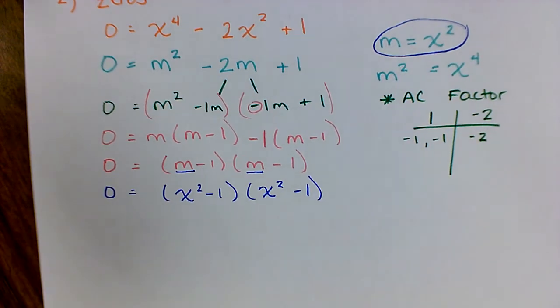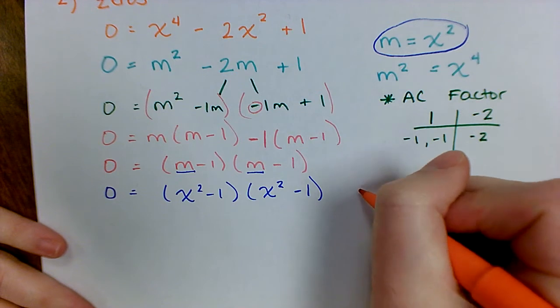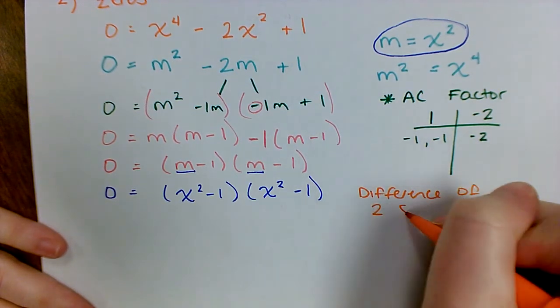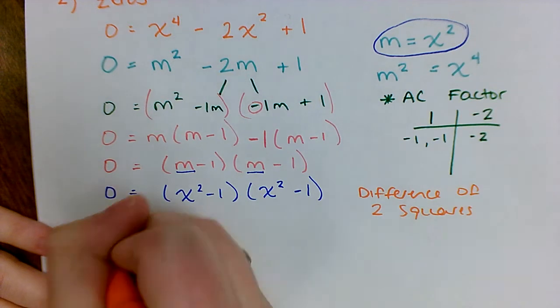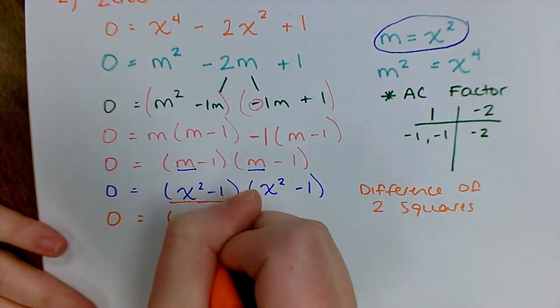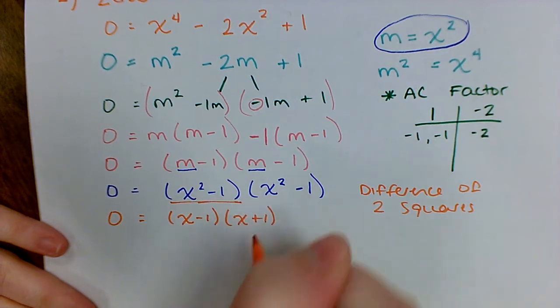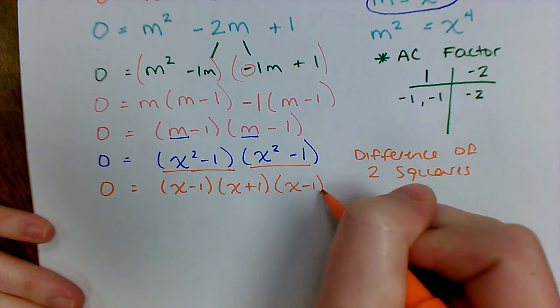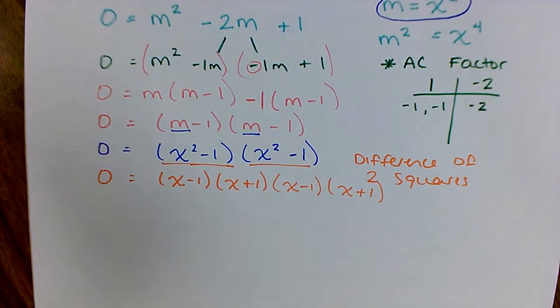Now, what do you notice about x squared minus 1? What kind of factoring is x squared minus 1? If you said difference of 2 squares, you get a gold sticker because it is a difference of 2 squares. So x squared minus 1 right here is going to factor to x minus 1 times x plus 1. Same thing over here, x squared minus 1 is going to factor to x minus 1 times x plus 1.